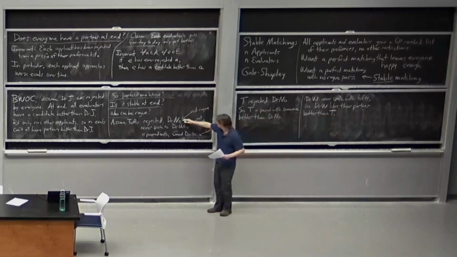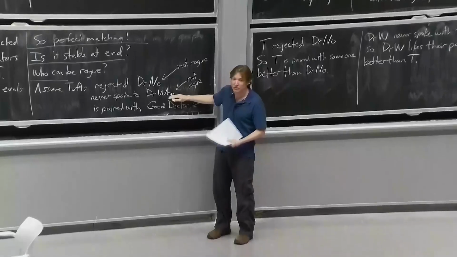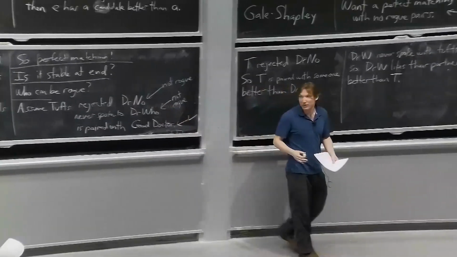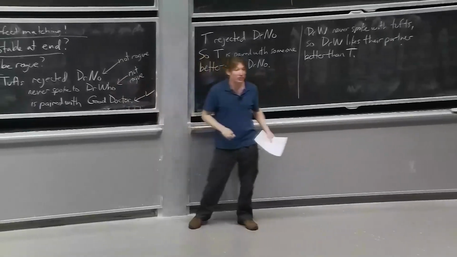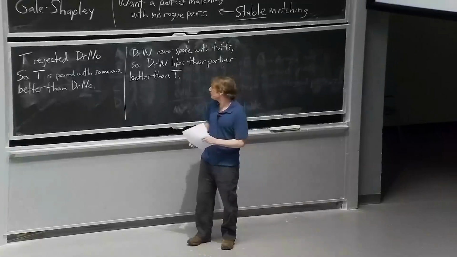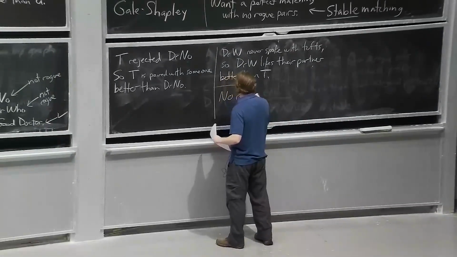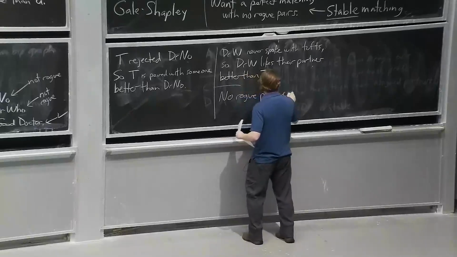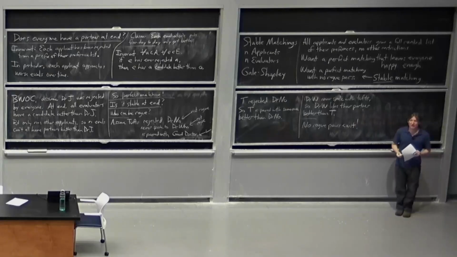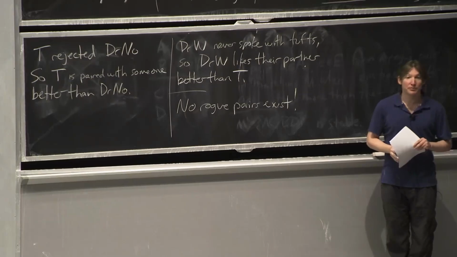So in this case, Tufts is happier with their current partner. In this case, Doctor Who is happier with their current partner. In both of these cases, Tufts with this person on the right cannot be rogue. So Tufts can't be rogue with anyone, so there are no rogue pairs. No rogue pairs can exist. The matching we get at the end is, in fact, stable. Did that make sense? Awesome.